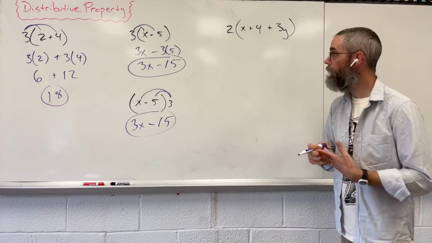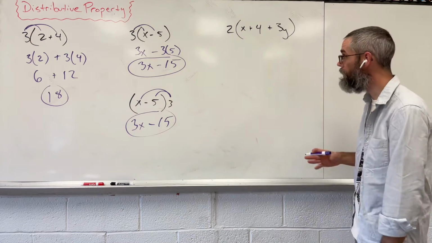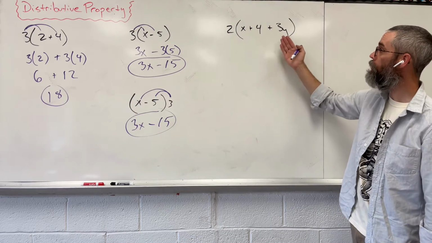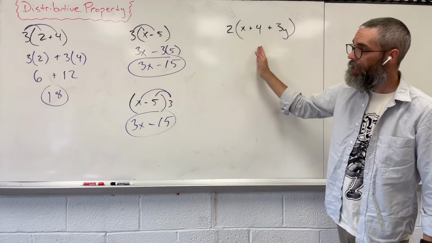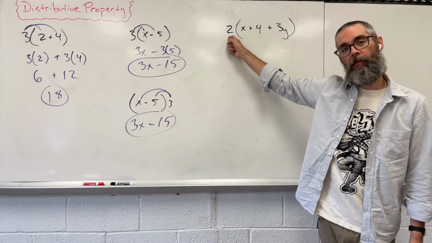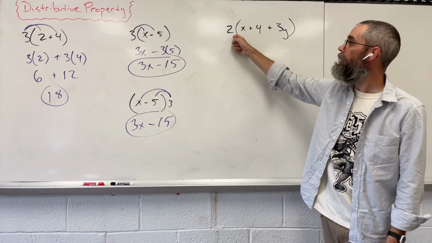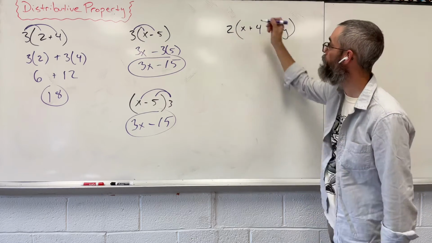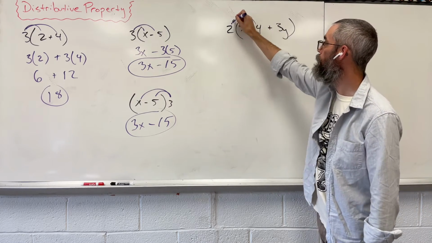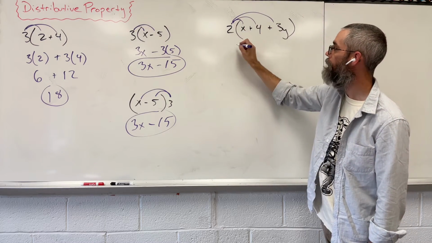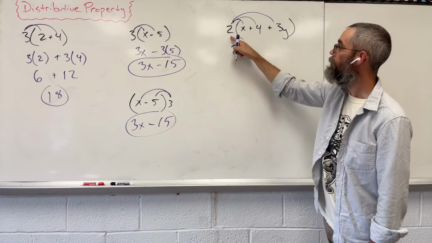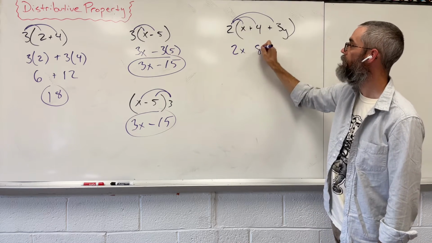It does not matter how many numbers you have inside the parenthesis. So here we have x plus 4 and this group 3y. All of that's inside, but what's on the outside is just that one lonely little 2. That 2 is touching parentheses, which means it wants to get multiplied to everything. So first, let's go 2 times x. Follow the arrows. 2x. 2 times 4 gives us 8.